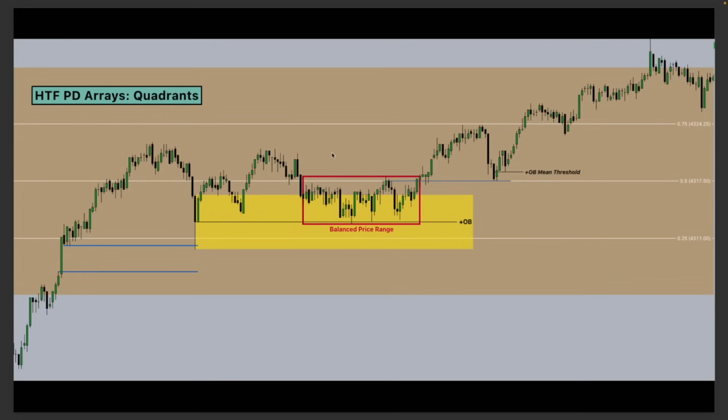We should expect, as long as we're not coming back through this first quadrant, and especially the low, we should expect continued delivery up into the 75% level and the high of this daily SIBI. Okay, so all of this is just time distortion, right? So we don't have to trade this, but we're just waiting for PD arrays to form. We're waiting for the market to show us these algorithmic signatures, okay?